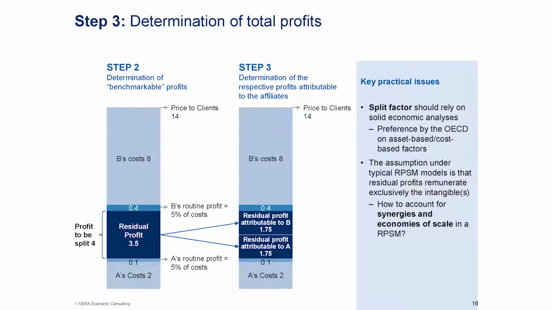The OECD has made a very strong preference for cost or investment-based factors, but indeed opens the door for other methods, such as the compensation data. But that will be surely subject to a number of discussions and possibly disputes between taxpayers and tax authorities. What is the relevant split factor in the case at hand?